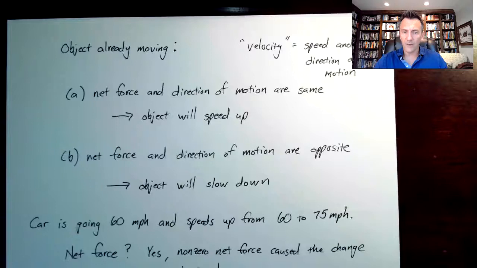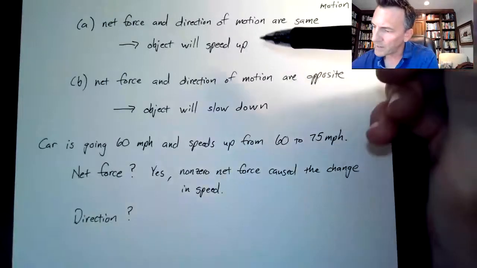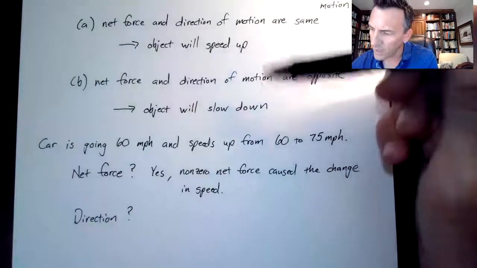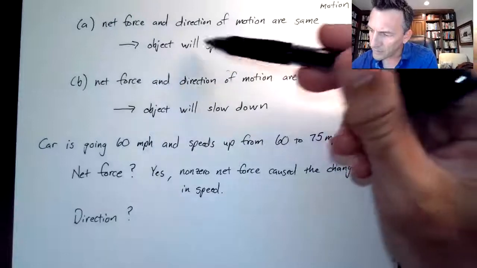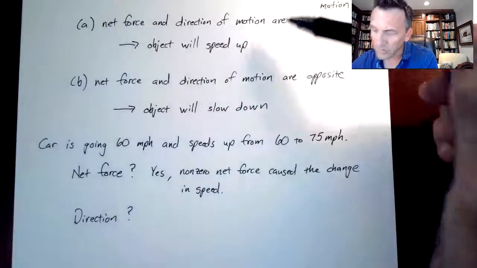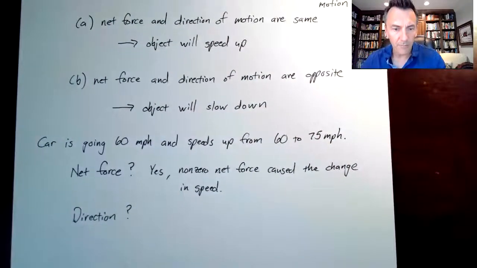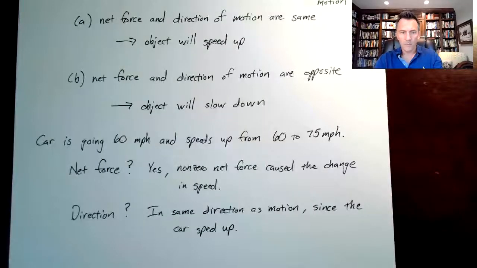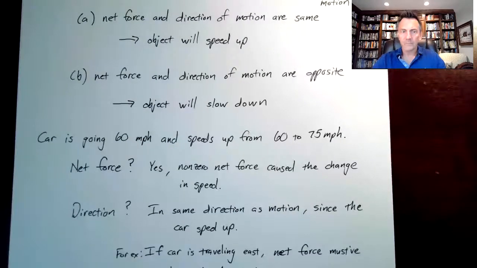Now, what was the direction of the net force that caused the car to speed up? So looking back up here at our two cases for a moving object, if it sped up, then that means the net force and the direction of motion are the same. So let's say that the car was traveling to the east. Then the net force must have also been to the east. And again, I'm just focusing on one-dimensional motion here.